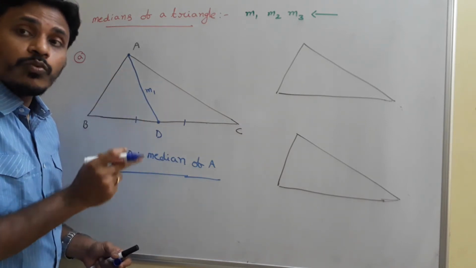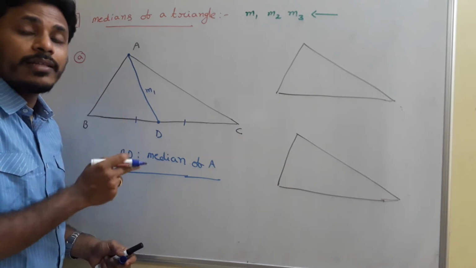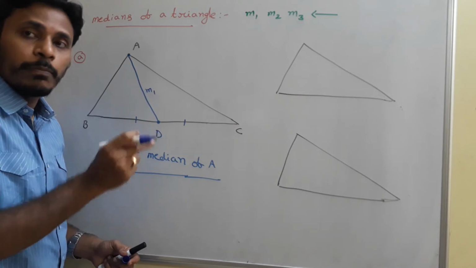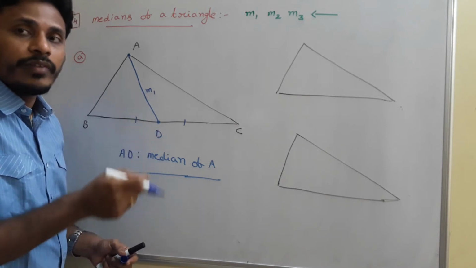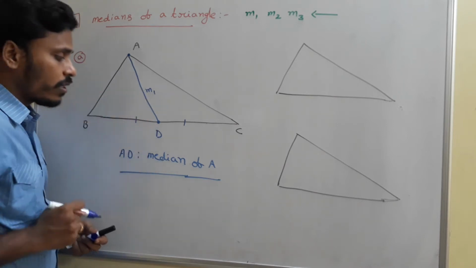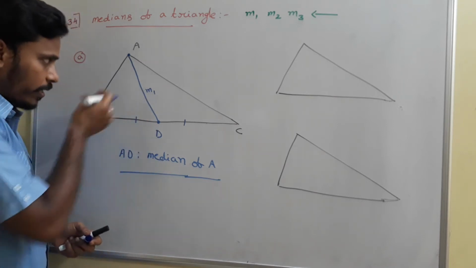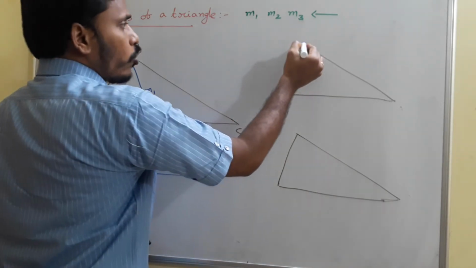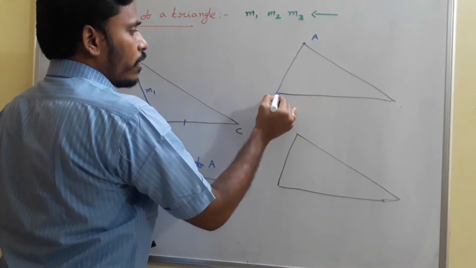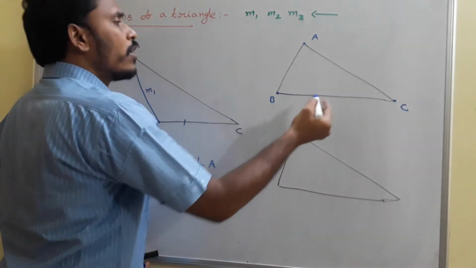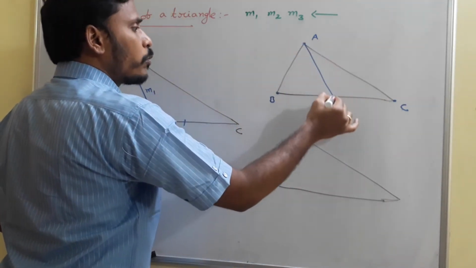In the last class, we represented the altitude lengths as P1, P2, P3, and we derived certain rules for P1, P2, P3 in terms of delta and a, b, c. Now we are going to find the rules for M1, M2, M3. This is a median, and since there are three vertices in a triangle, A, B, C, three medians are possible in a triangle.